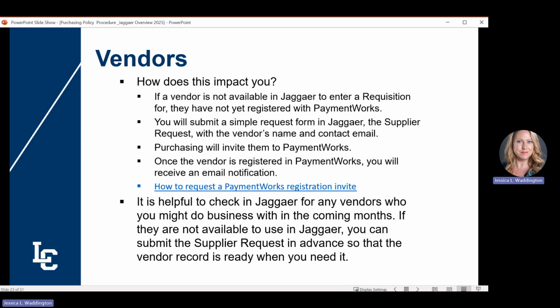It's also helpful to check in Jagger for any vendors that you might do business with in the coming months. If they're not available to use in Jagger, submit a supplier request in advance so they're ready when you need to enter the requisition.